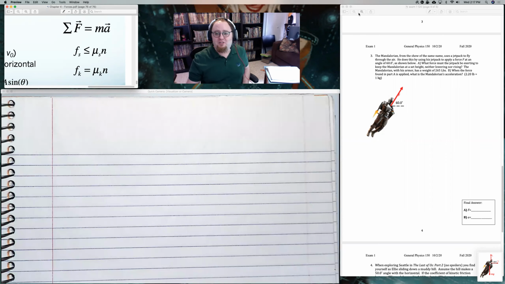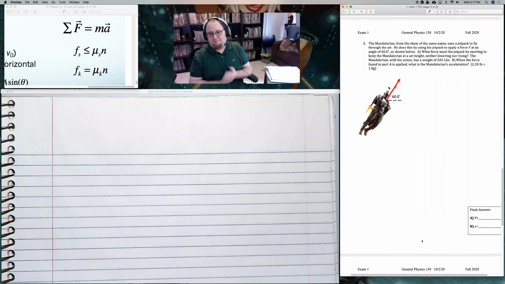What I did last semester is I went for the Mandalorian. This was before season 2 also. The Mandalorian from the show of the same name uses a jetpack to fly through the air. He does so by using his jetpack to apply a force F at an angle of 60 degrees, as shown below. What force must the jetpack be exerting to keep the Mandalorian at a set height, neither lowering or rising?